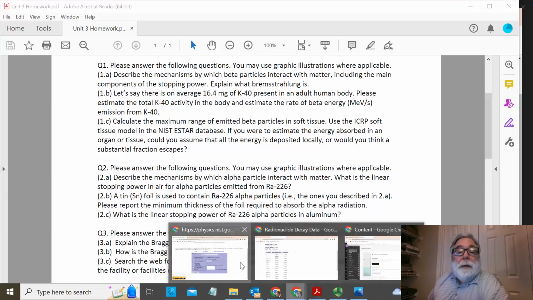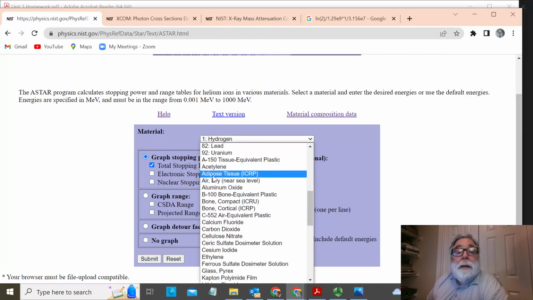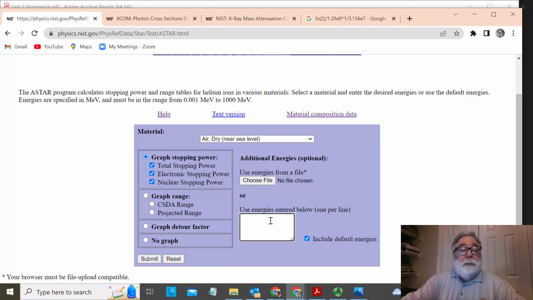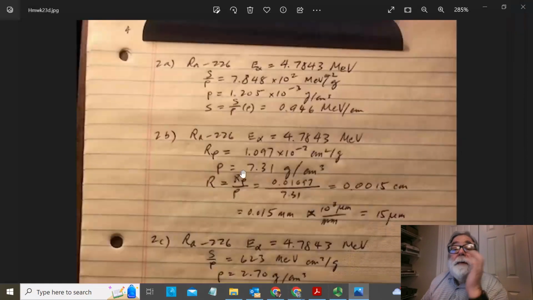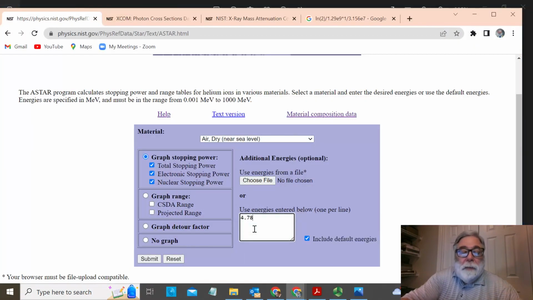So we want the stopping power in air. So we want to go and find air, dry, near sea level. And let's look at all of the components. And the energy of our alpha was 4. Let me look and see. I wrote it down. It was 4.7843. 4.78. Okay, so we'll submit that.